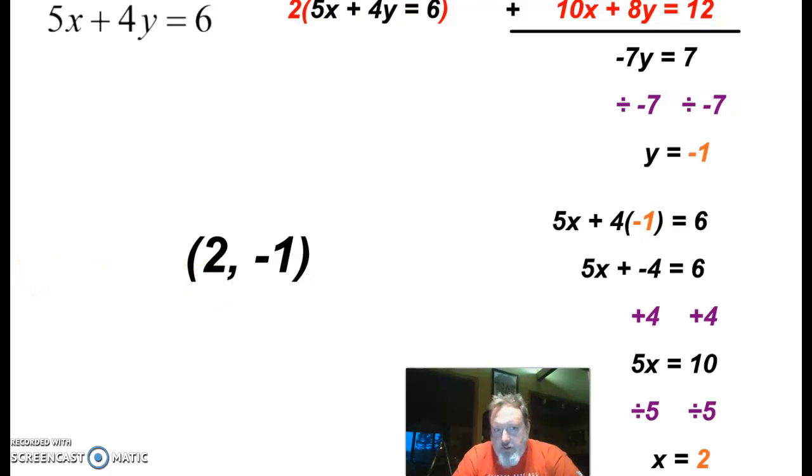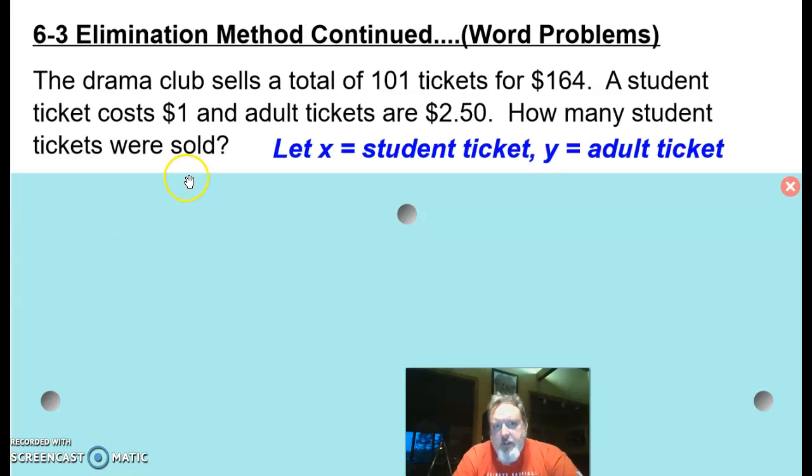I'm going to finish this out by going through 2 word problem examples where we've got defined variables, write an equation, and solve. So similar to what we've been doing in past sections, but we'll end up solving with elimination. Here we have drama club at the high school, and they're selling tickets for a presentation. They sold 101 tickets total for $164. Student tickets were $1, adult tickets were $2.50, and we want to know how many were sold.